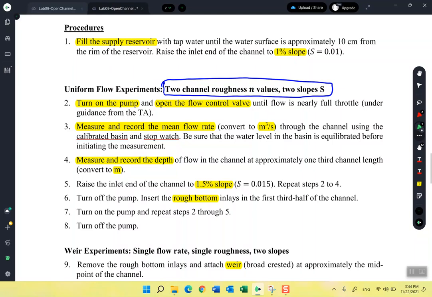and after doing that, we will repeat this experiment again, but with 1.5% slope. After finishing the second experiment, we will get back to the slope of 1%, but we will insert a different bed material, which in this case will be gravel tiles that you are going to see in a while, and you will have to repeat the same procedure again. That's why we are going to make 4 trials: 2 experiments, and each experiment has 2 trials.